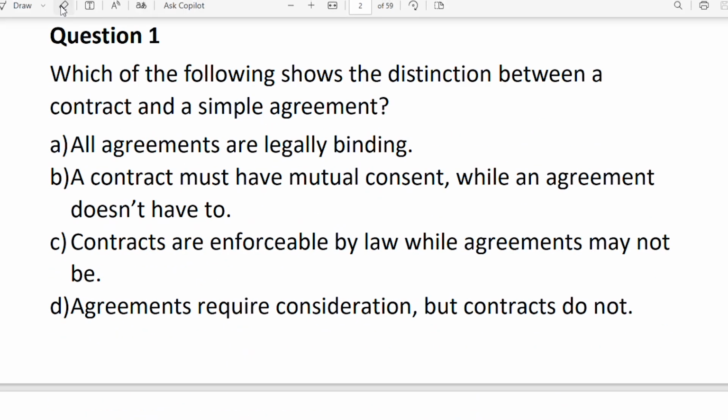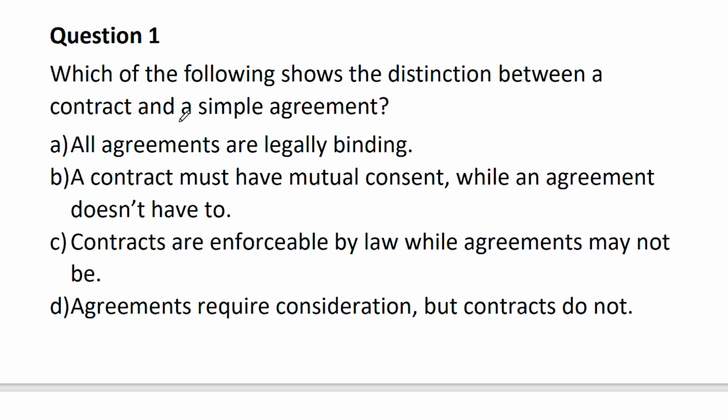Now in this case, what do you have? The first one, which of the following shows the distinction between a contract and a simple agreement? Now, first of all, agreements are legally binding. Well, not really. A contract must have mutual consent, while an agreement doesn't have to. Contracts are enforceable by law, while agreements may not be. Agreements require consideration, but contracts do not.